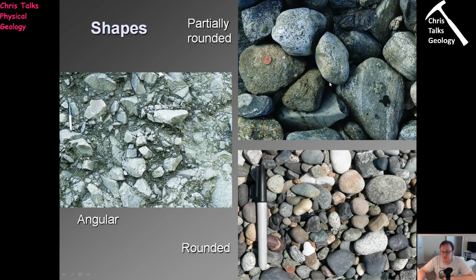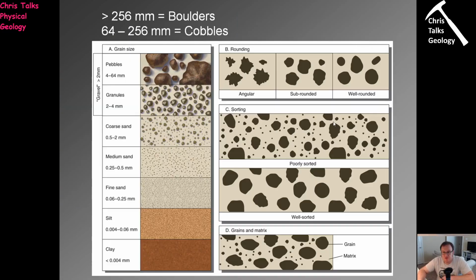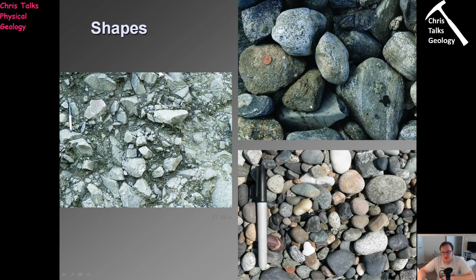Now obviously there's going to be an intermediate between those two, and in this diagram it's referred to as partially rounded, although it's typically referred to as sub-rounded. Sub-rounded clasts will have features of these two extremes. So you'll see, for instance, you have a clast here which has a relatively sharp looking corner there.